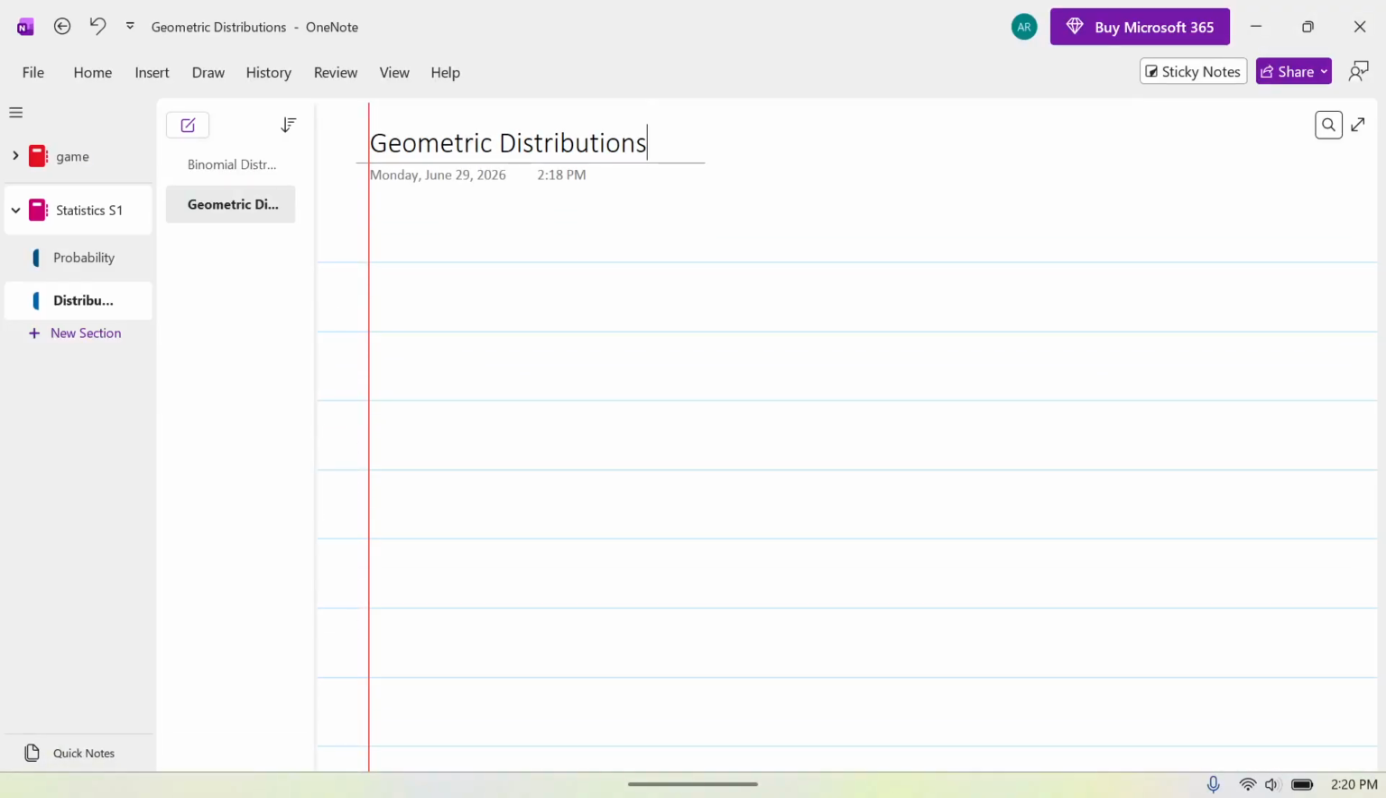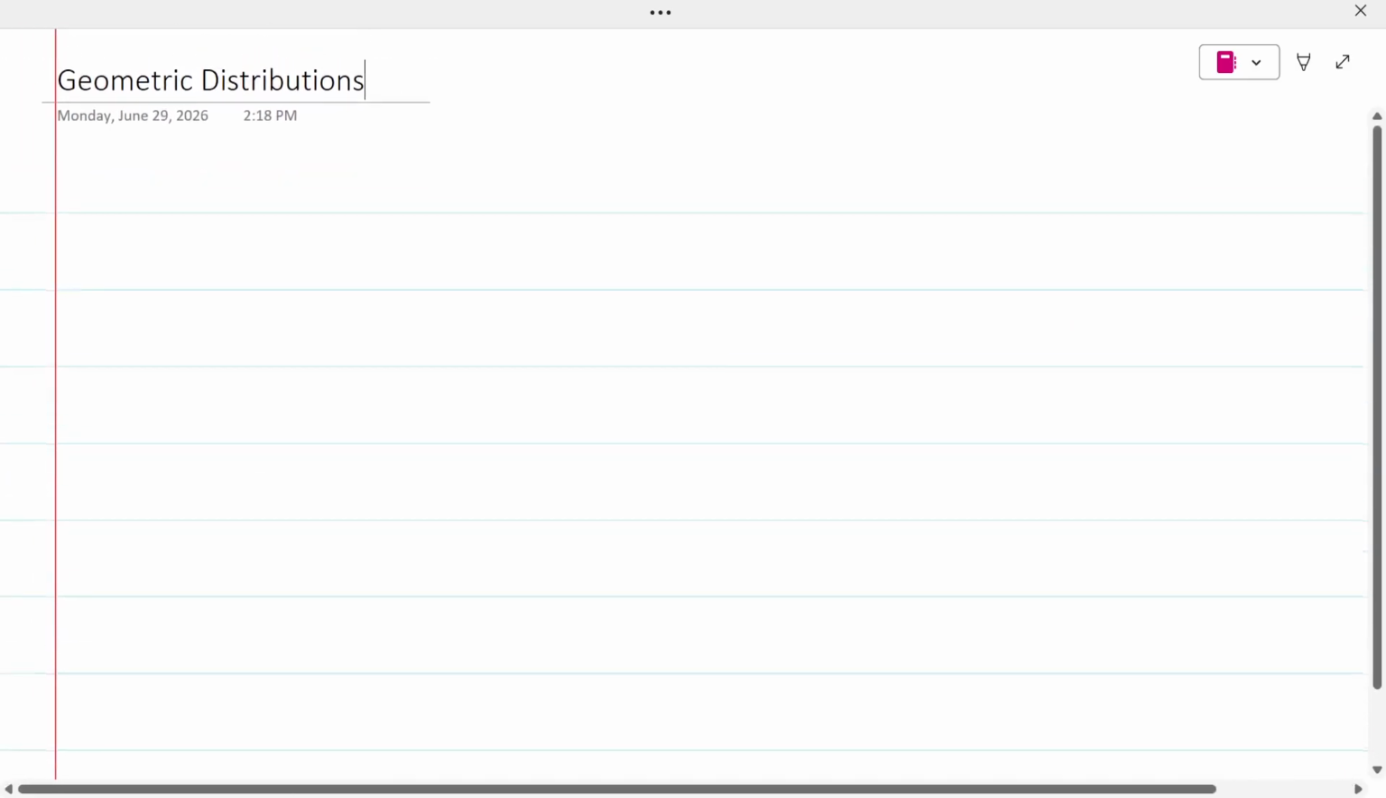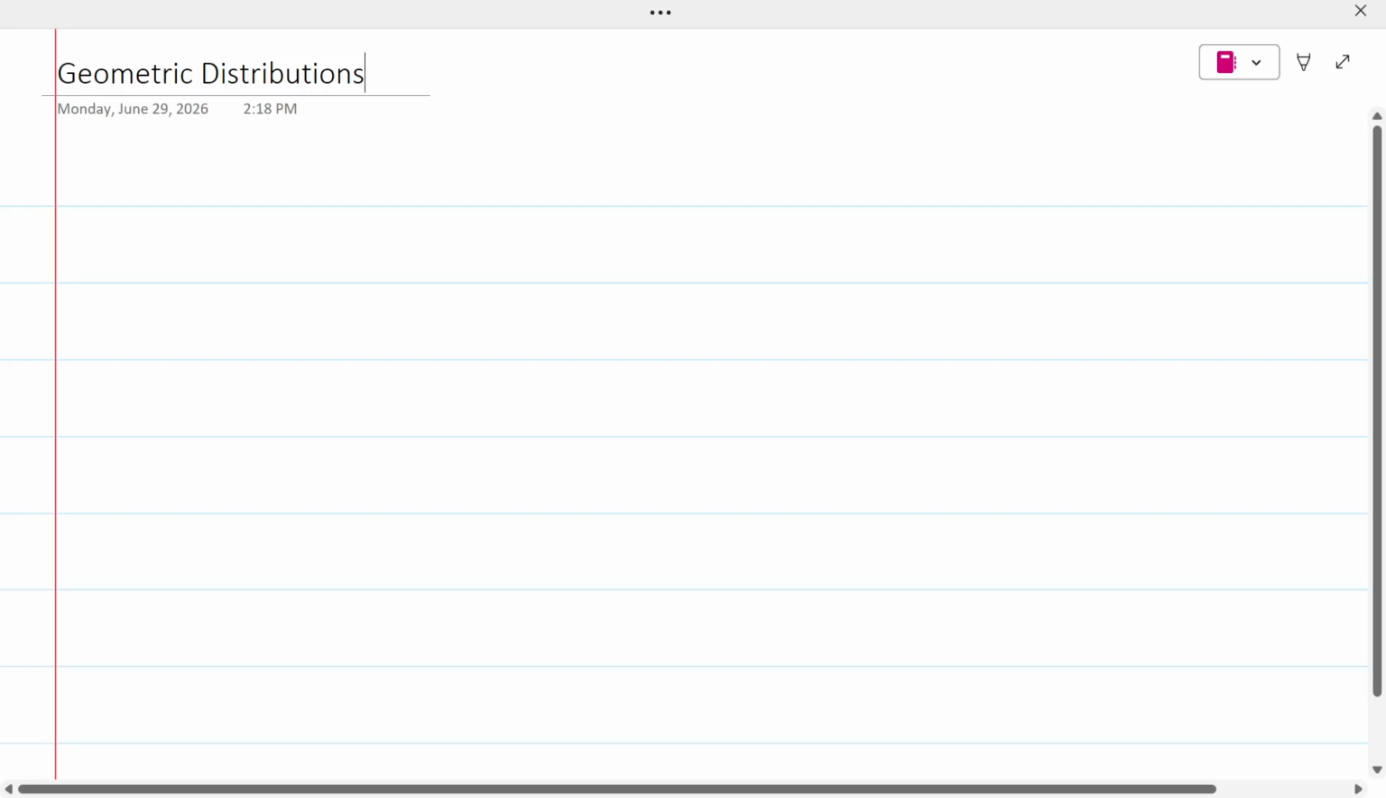Today we're going to be beginning with geometric distribution. Now, geometric distributions and binomial distributions, I shouldn't be saying that they're the same, but if you understand binomial distributions, then geometric distribution is way easier than that, right? It's way easier than that.